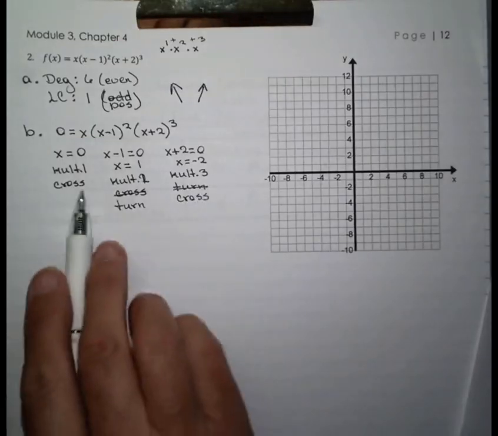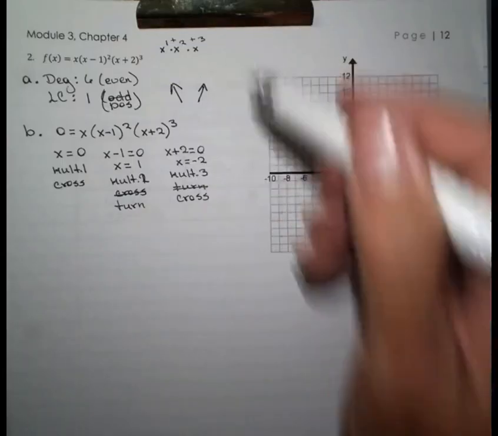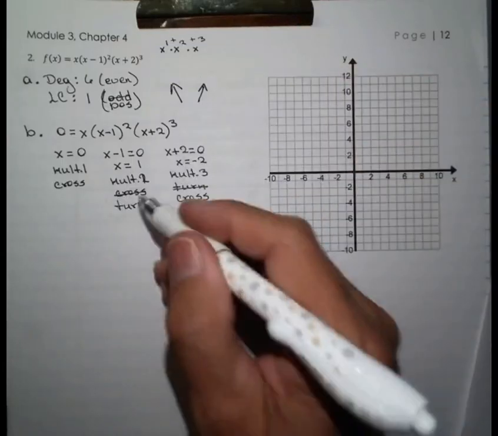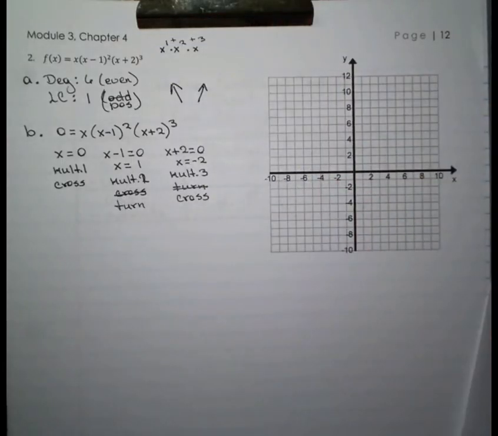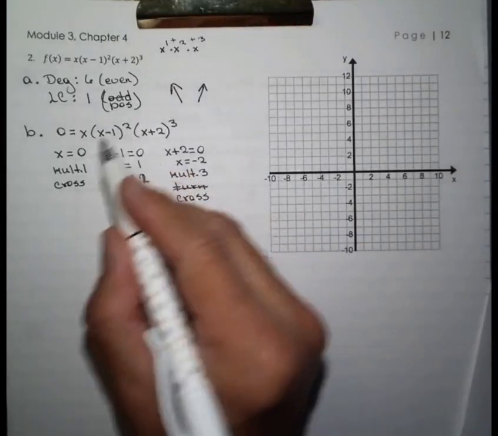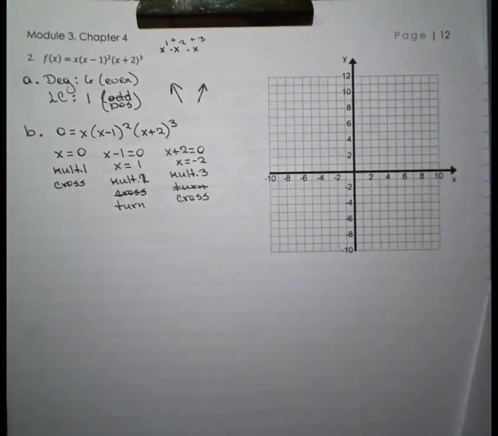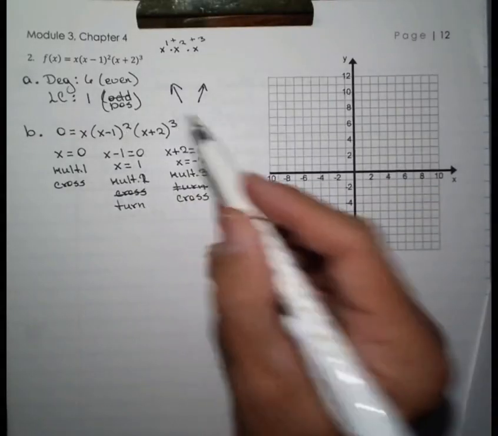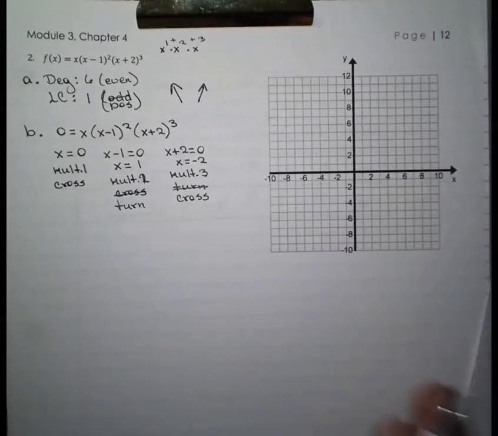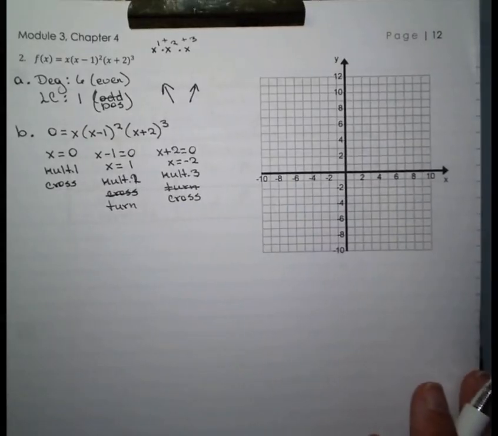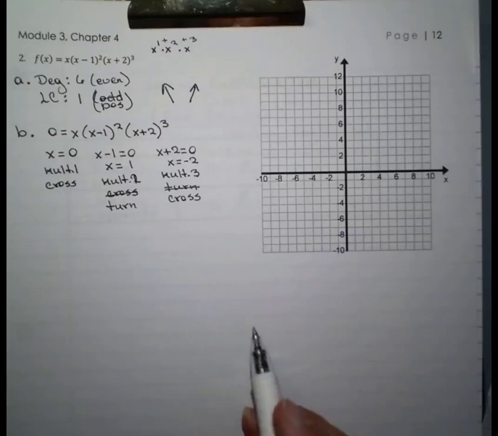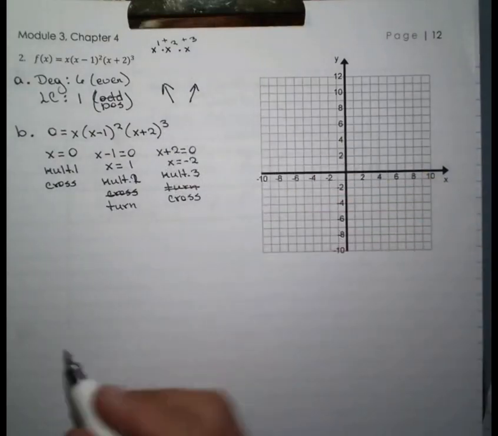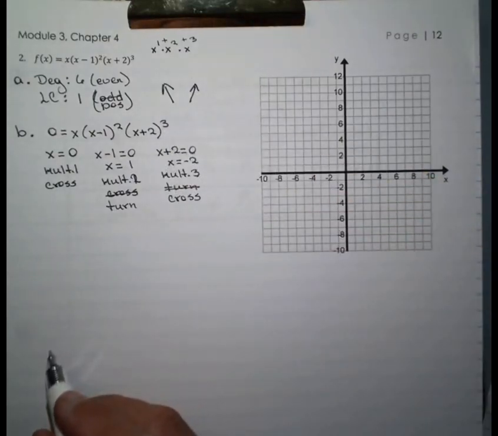Okay, if I have odd multiplicities, I expect it to cross. If I have an even multiplicity, I expect it to turn around. And of course, we look at the exponents and see how many times that factor is repeated. This one's repeated twice, multiplicity of 2. This one's repeated 3 times. Of course, that's a multiplicity of 3. So I know a lot about this graph. And I can sort of tell what it's going to do at the ends. And let's see what else I can figure out about it.